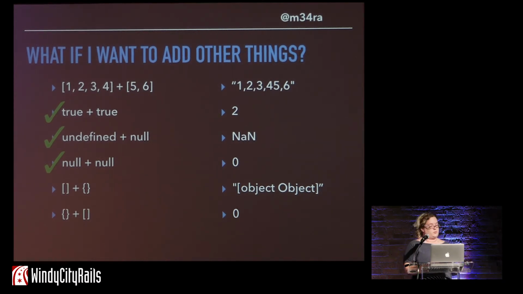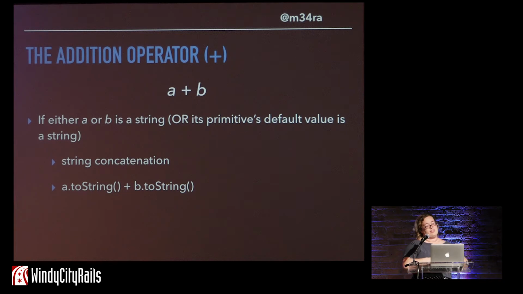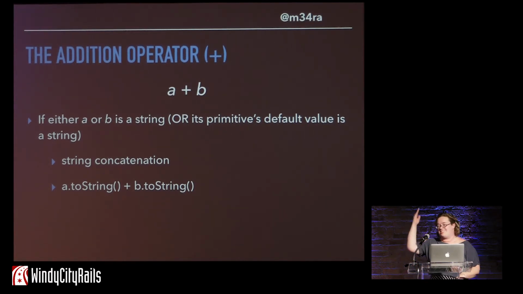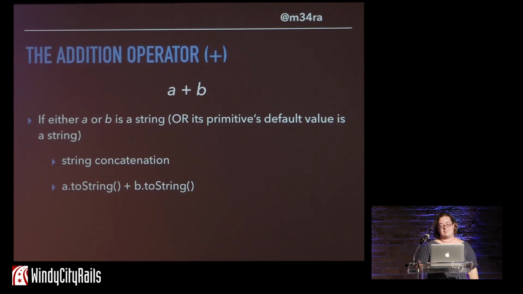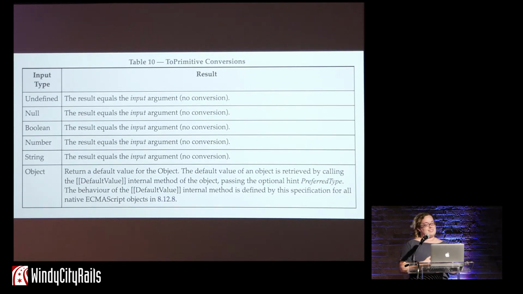So let's go back to the first part of our definition. So if either A or B is a string, or its primitive's default value is a string. So before I condense this definition, literally the first 6 or 7 steps of this are how to determine if A or B is a string or should be treated like one. And it turns out the first thing we need to do is call this theoretical method toPrimitive on our operands. And so this is how that works.